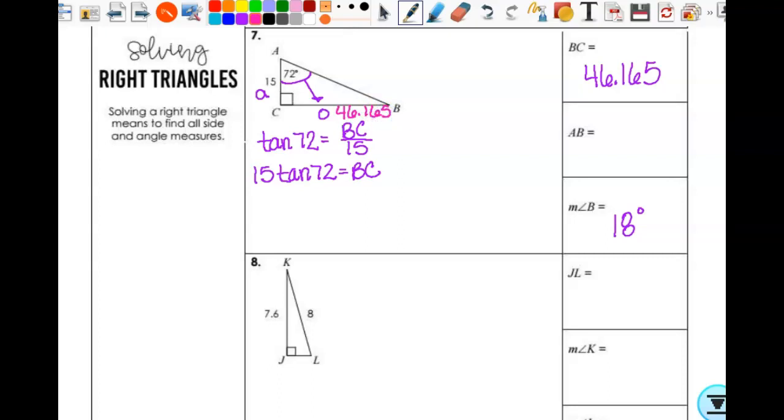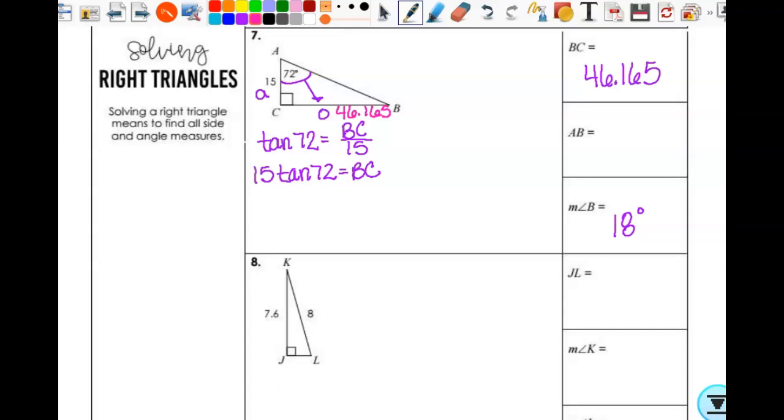All right, so I have the length of BC now. I could use the length of BC to help me find AB a couple of different ways. I could use it and do trig with it. Could I also use Pythagorean theorem? Yes, but here's what I can't do.